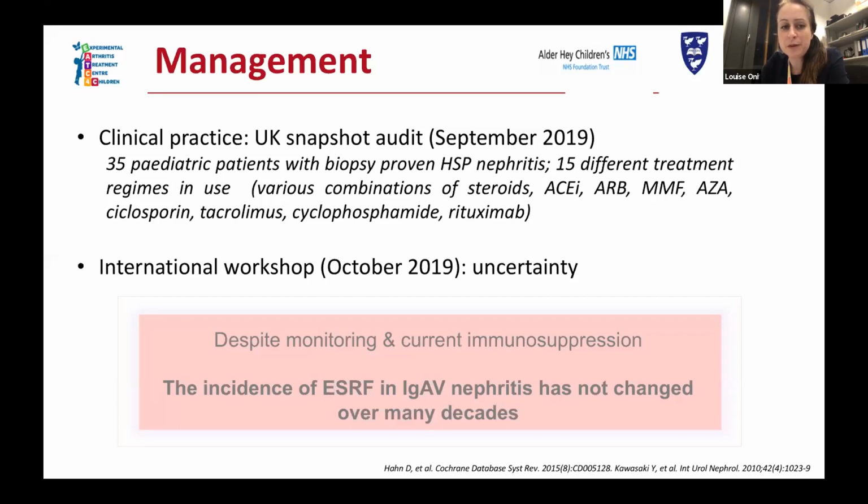And a few months ago, we held an international workshop to try and see whether we can standardize some of the treatment and also work towards clinical trials. And we established that there's international uncertainty in how we treat this disease, although most people believe it's an immune-mediated disease and warrants immunosuppression to some extent. And importantly, papers have shown that despite monitoring and current immunosuppression, the incidence of end-stage renal failure in IgA vasculitis nephritis has not changed over many decades. And this 1 to 2% in children and higher in adults has remained consistent for many decades, despite us trying different immunosuppressive regimes.